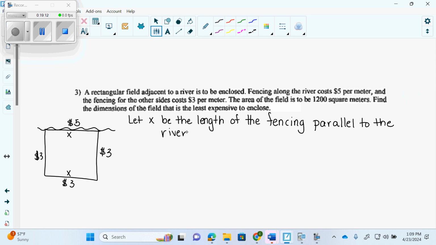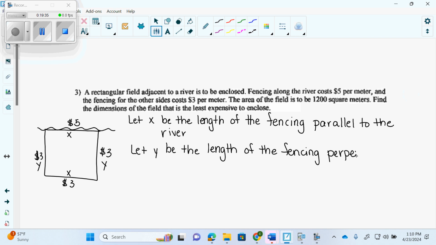And I'll make these be Y. You could do W's and L's. It doesn't really matter, right? You just kind of have to tell them what it is. So let Y be the length of the fencing perpendicular to the river. Then we're going to keep reading.